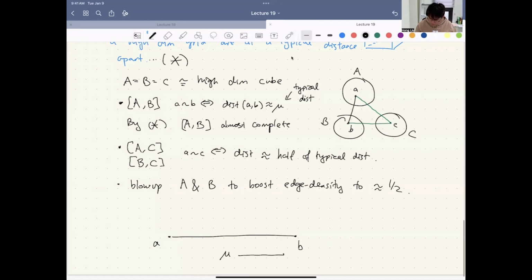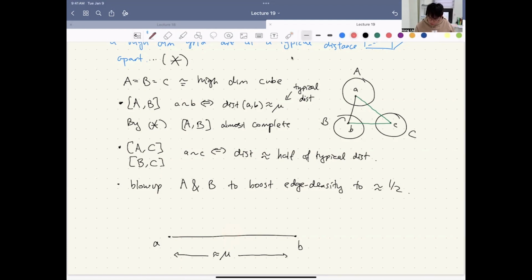So this distance is roughly some typical distance mu, right? Roughly. C is adjacent to both A and B. What's the adjacency? C is adjacent to A and B if its distance to both A and B is around half of the typical distance. That means C is almost around the midpoints, almost here, around some small neighborhood of the midpoints between A and B.